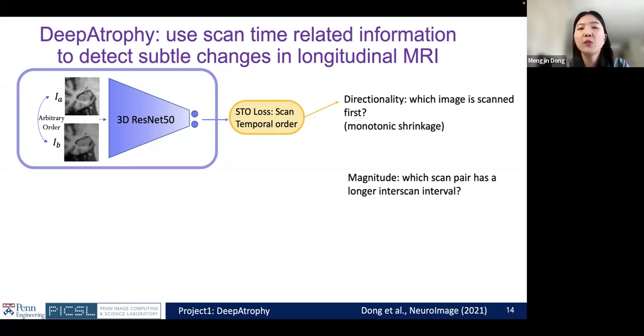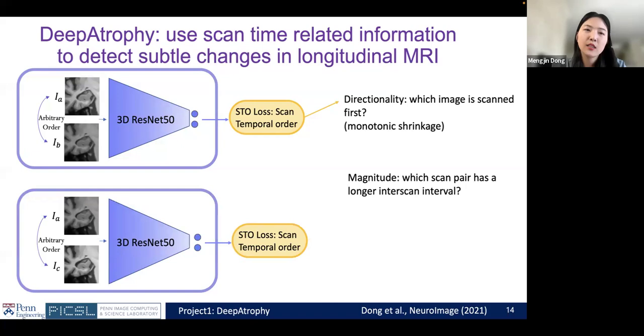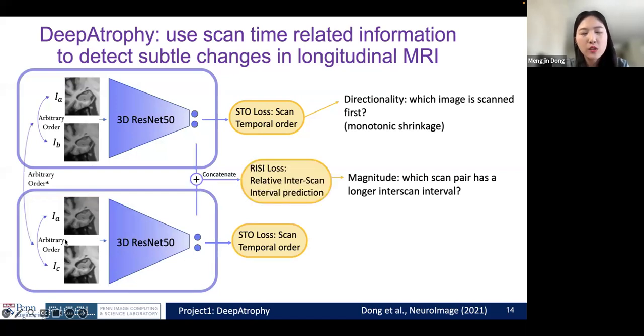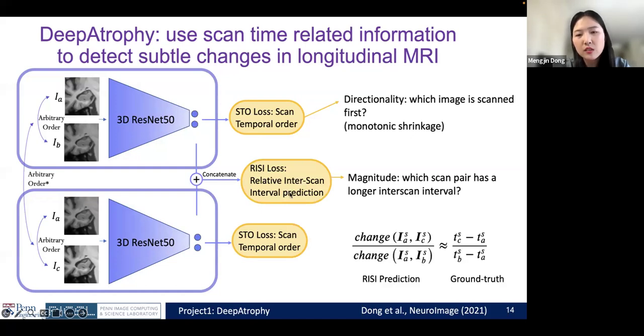This is where we came up with a second idea with the magnitude property. We make the model answer the question of which scan pair has a longer interscan interval. For this, we replicate the first network here, and then we also arbitrarily order additional images from the same subject. We designed a relative interscan interval prediction, and with this we will be able to predict the change between two images. We use the time difference as the ground truth for the model to predict. So the idea is that with this RISE loss, relative interscan interval loss, we will predict the change happening between these images, and this can guide the model training.